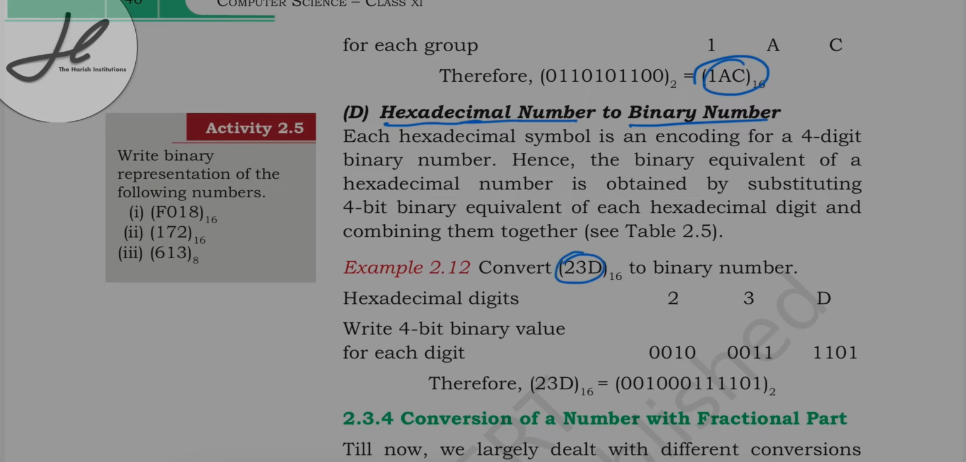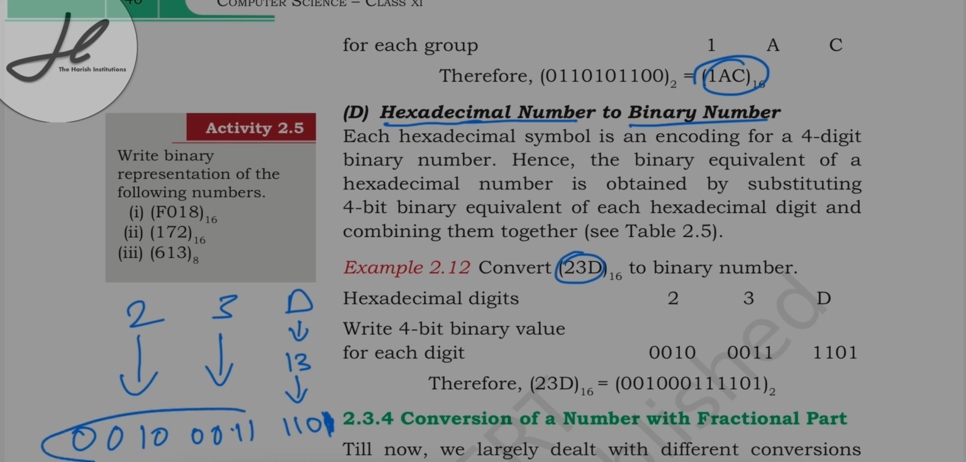So we are given 2, 3 and D. 2 can be directly converted into binary 1 0. Then we have to always use 4 bits, so we will add two zeros here, and then 3, it is 1 1, then add 2 bits. D first converted into decimal, that is 13, then converted into binary format like this. So we got our binary number like this.